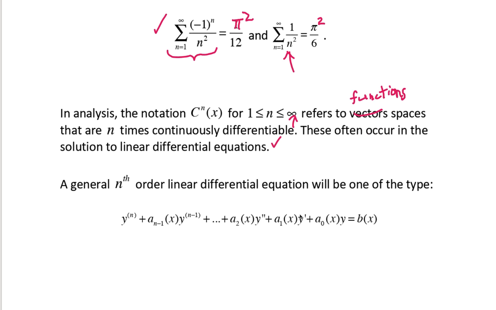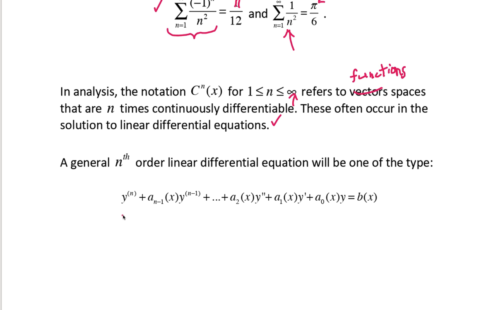A general nth order linear differential equation will look like this. Remember that notation, superscript with parentheses around it, that's the nth derivative. So here we've got y as a function of x, and that is the nth derivative of y with respect to x, and so on. These coefficients are in fact functions. So I've got a subscript n minus 1 of x, y superscript n minus 1, so that's the n minus first derivative, and so on and so forth, all the way down: second derivative, first derivative, 0th derivative. And we've got a function on the other side.